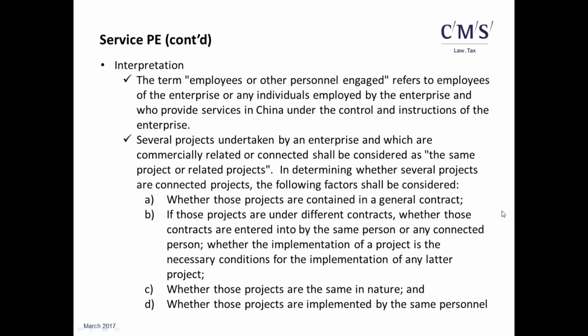Okay, if a foreign enterprise dispatches personnel to China to work on the advisory and also the following implementation, then such implementation and advisory tasks will also be considered as the same or related projects for assessment purposes.